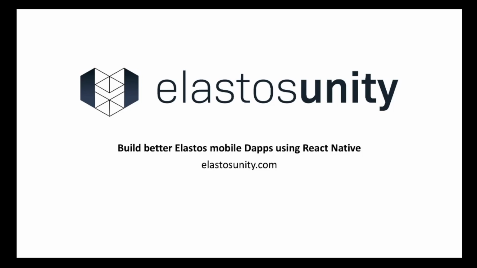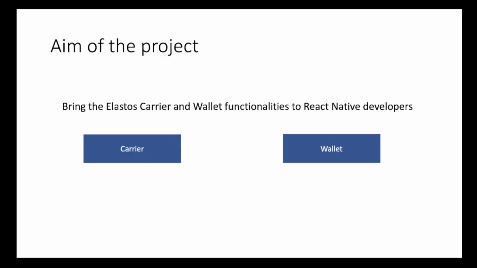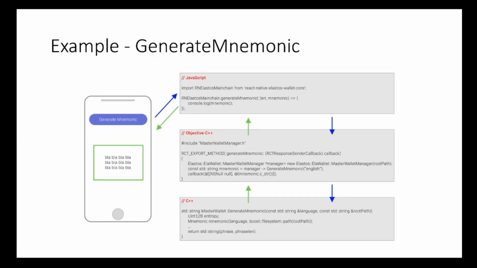Elastos Unity is a React Native framework to let React Native developers use the Carrier and Wallet functionalities from the Elastos project in their mobile dApps. It works by creating native bridges to let JavaScript developers, so React Native developers using JavaScript for their mobile app development, access the libraries written in the native programming language.